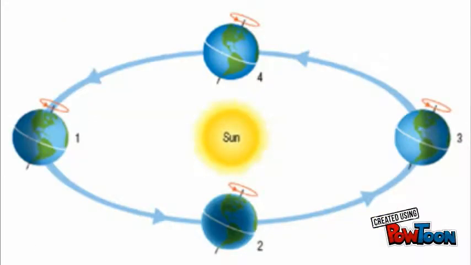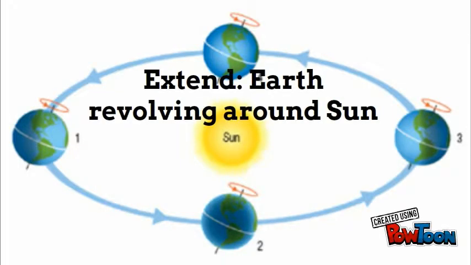So that pretty much explains why there's day and night here on Earth, and it leads us to our extension, which we're going to talk about later, which is that while the Earth is constantly rotating on its axis, it's also revolving around the sun.